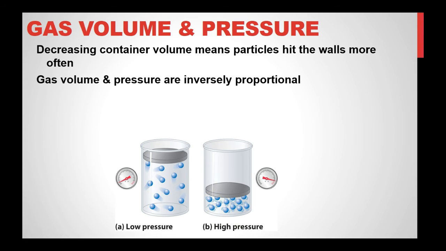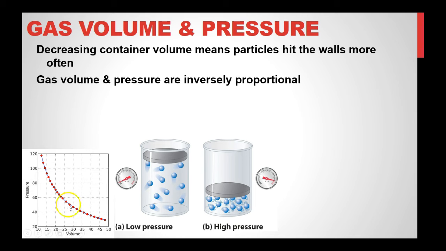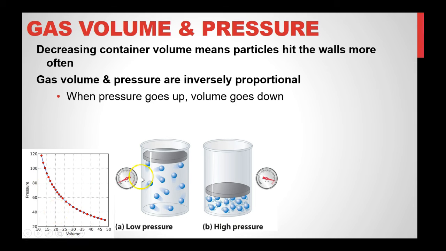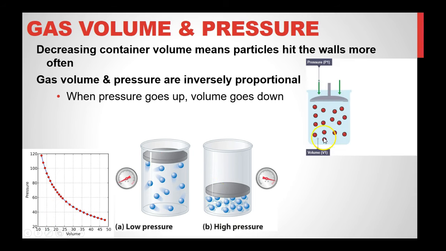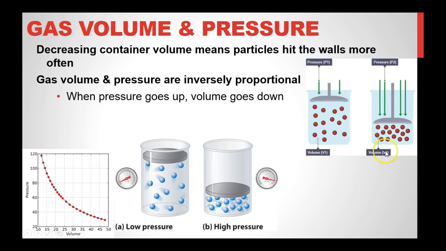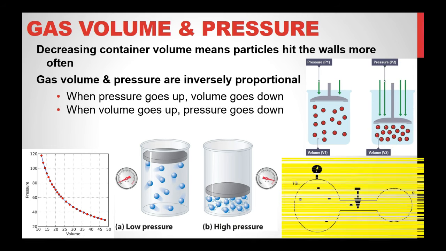So gas volume and pressure are inversely proportional. As the volume increases, the pressure is going to decrease, and vice versa. So when pressure goes up, volume is going to go down. Here I have a container with this set volume. If I increase the pressure, if I squish it down, the volume is going to go down, and pressure is going to go up inversely to that. So when volume goes up, pressure goes down, and vice versa.